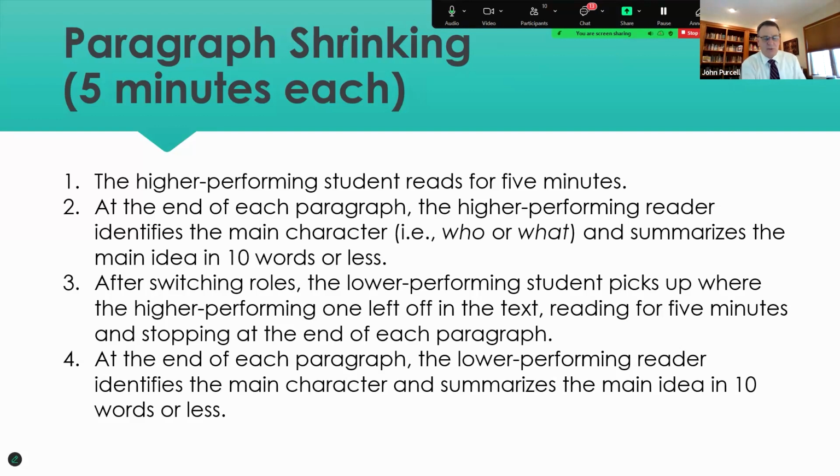Now that requires more time, depending on the size of the paragraphs, or if you're going to read for so many minutes. But depending on your students, they may need that level of practice, or the lower performing student may need to hear that before they engage in.